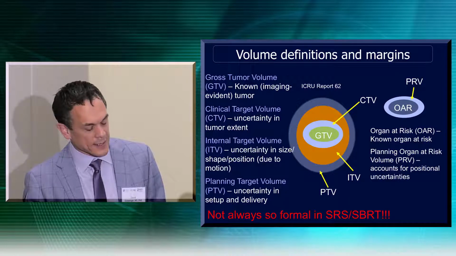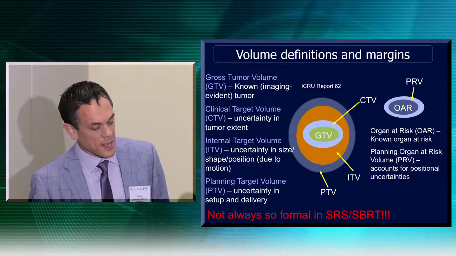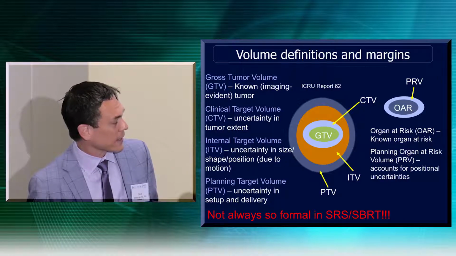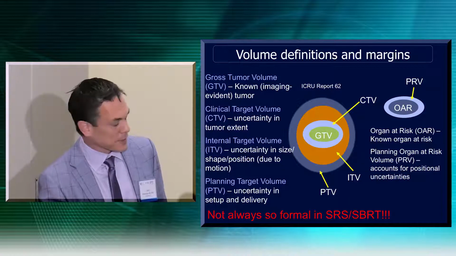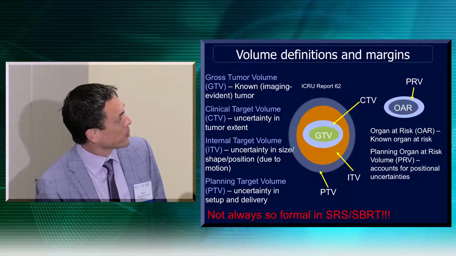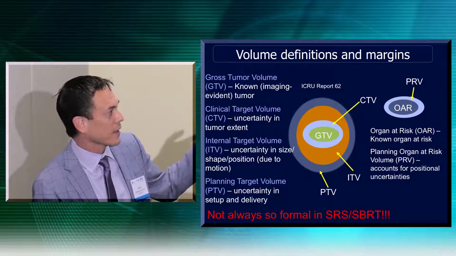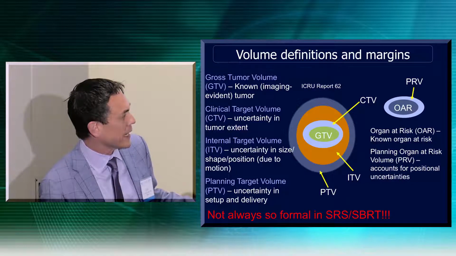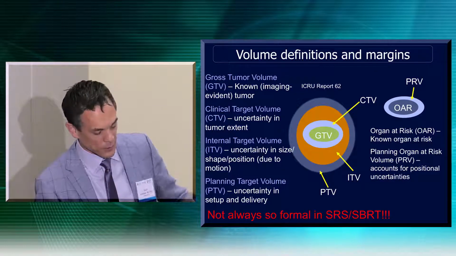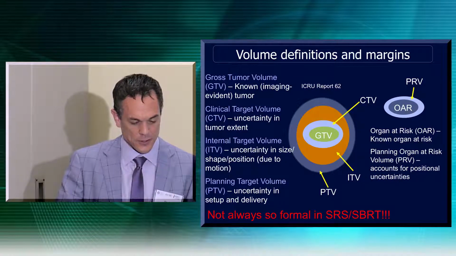And so to deal with this, the last set of definitions for this talk is you'll hear people talk about margins, especially in the rest of radiation oncology, but even in SBRT. And so there's a bunch of different types of margins and margin structures called GTV, CTV, ITV, PTV, and you'll hear us talking about this all the time. So for now, just know that these are all trying to account for different parts of the uncertainty equation. And it's not always so formal in SRS and SBRT.